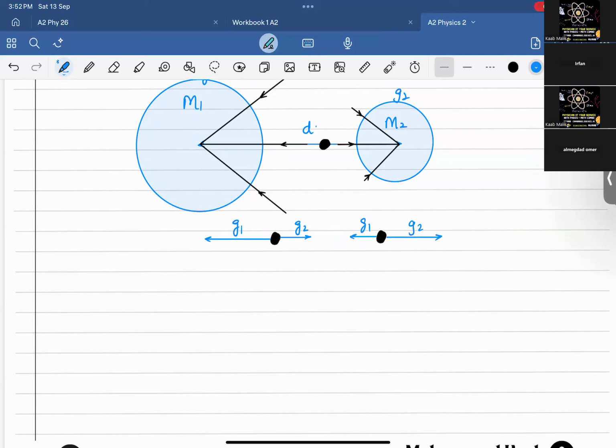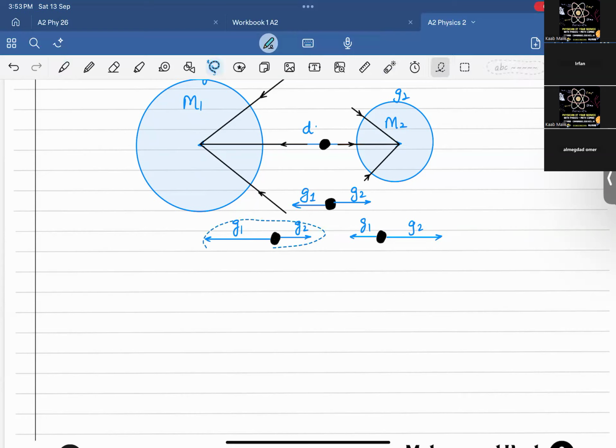So let's say in between, right here, the gravitational field strength will be equal and opposite. So this is G2 and this is G1. I'm trying to make the arrows of the same size, G2 and G1.